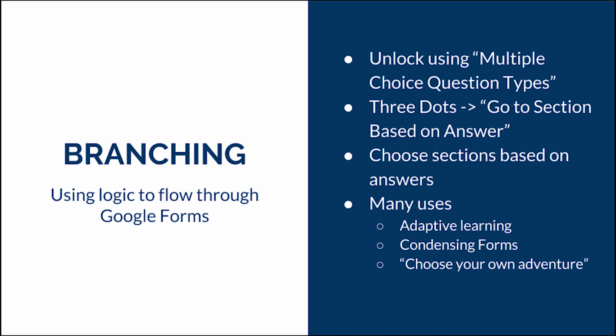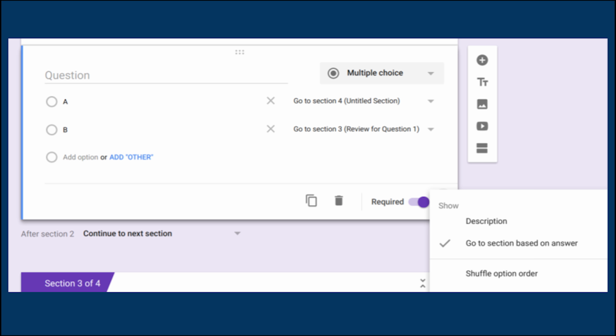Essentially, you can make the Google form ask different questions depending on how certain multiple choice questions are answered. We'll go into much more detail soon, but note that it's currently only for multiple choice questions. Here's how you unlock it. Create a multiple choice question and then click on the three dot symbol connected to that question and choose Go to Section Based on Answer.